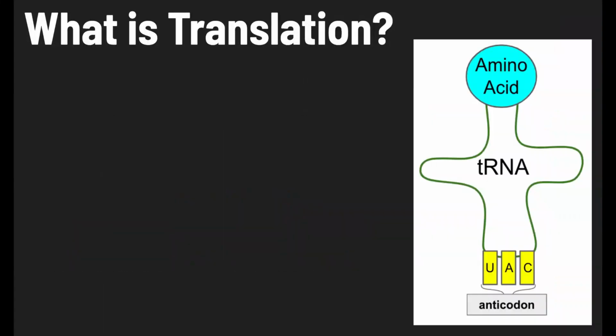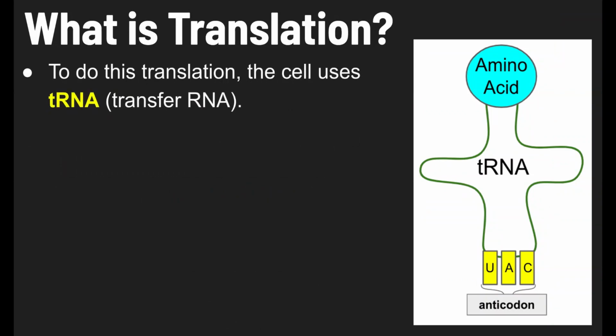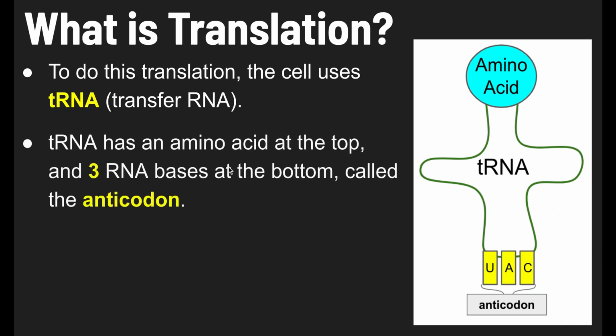Okay, now there's going to be some specific steps, and we're about to get into that. But first, you need to know about something called tRNA. So in order to do translation, the cell uses tRNA, and that T stands for transfer RNA. The tRNA has an amino acid at the top, and it has 3 RNA bases at the bottom. And those 3 bases at the bottom, those are called the anticodon.